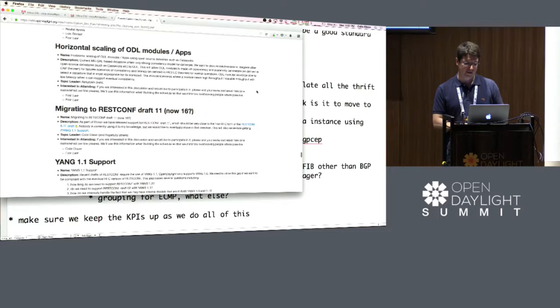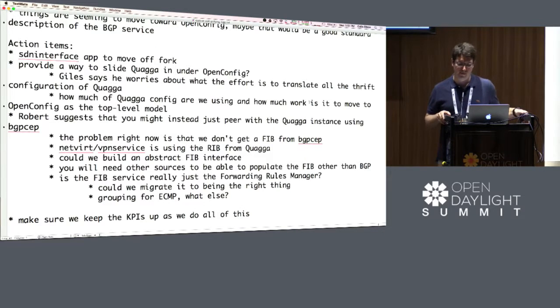So I think the next thing that I want to talk about was essentially how we're going to go about the migration to RESTCONF draft 16, which presumably will be the RESTCONF RFC. Although I don't know, Jan, do we know when the RFC version of RESTCONF is likely to happen? Do we have any ideas?